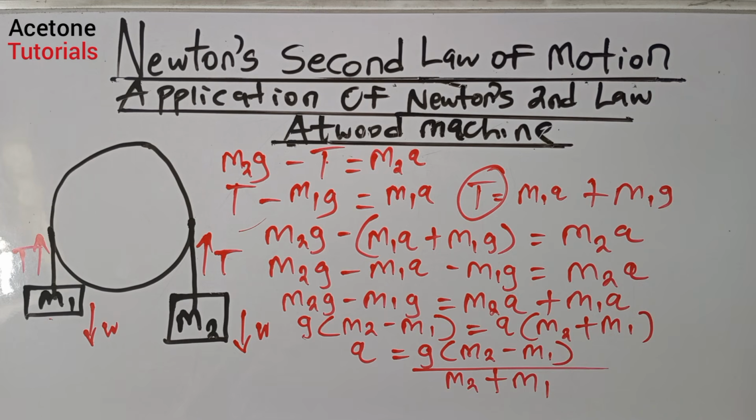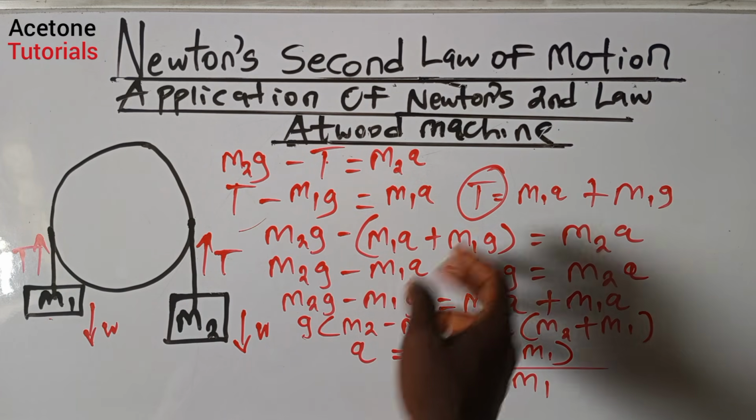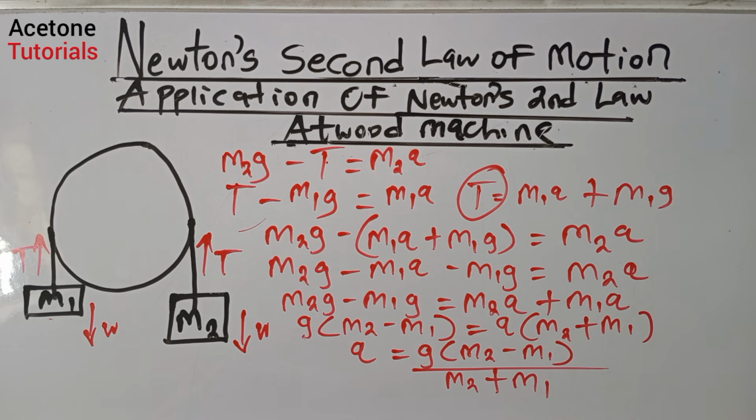You can use any of these to get the tension. Just make T the subject of the formula and input the mass and the acceleration. So that's how to get it. Memorize this formula: a equals g into bracket m2 minus m1 over m2 plus m1. That's the formula for the acceleration. So that's the Atwood machine, an application of Newton's second law.